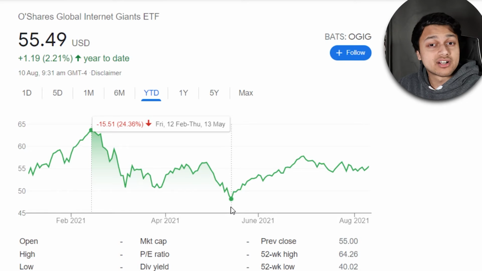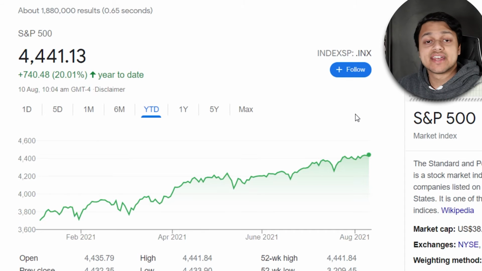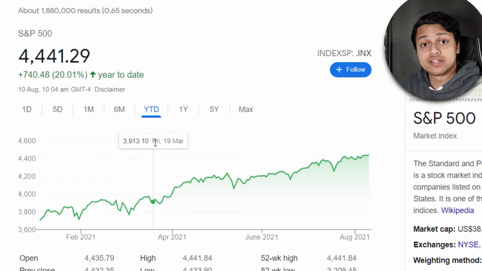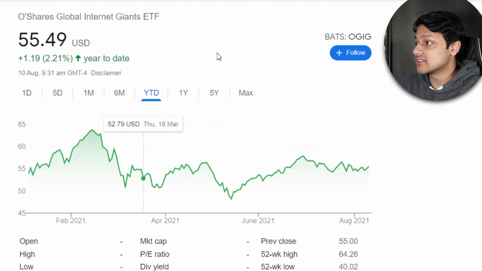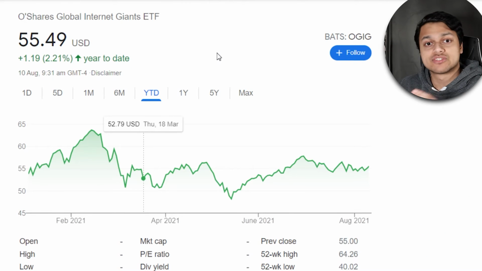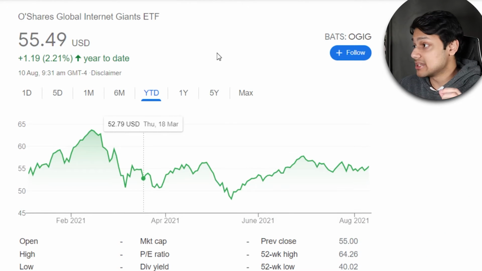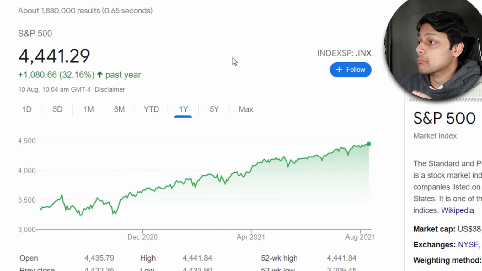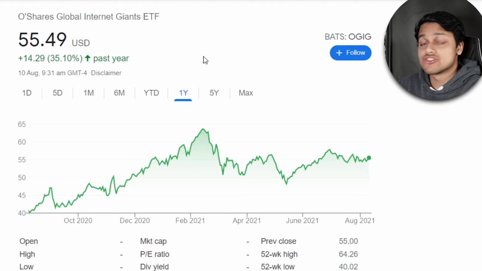And just for fun, if we compare it to the S&P 500 index, we can see that year to date is actually 20% positive, whereas the year to date for this ETF is 2%. So you can see that it's not a small difference by any means. It's actually pretty massive. It's varying by about 10x, which is pretty crazy. Looking at the one-year return though, it is mostly similar. The S&P 500 is 32%, whereas OGIG is 35%.